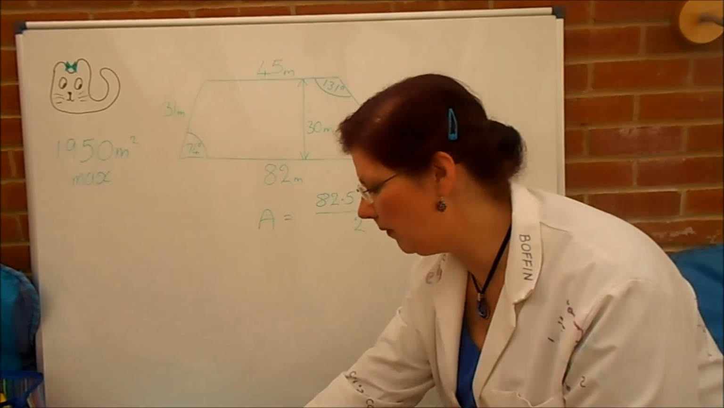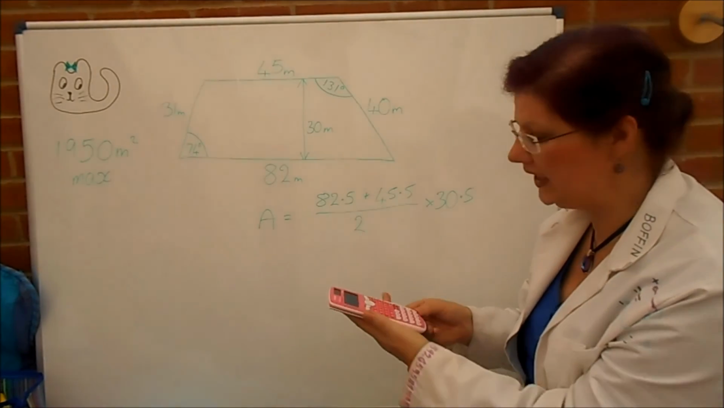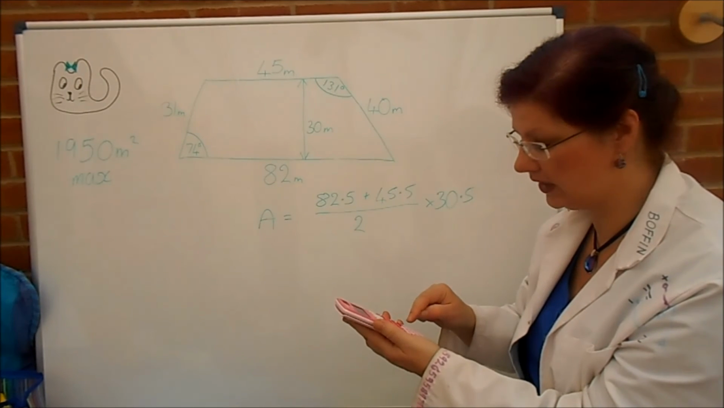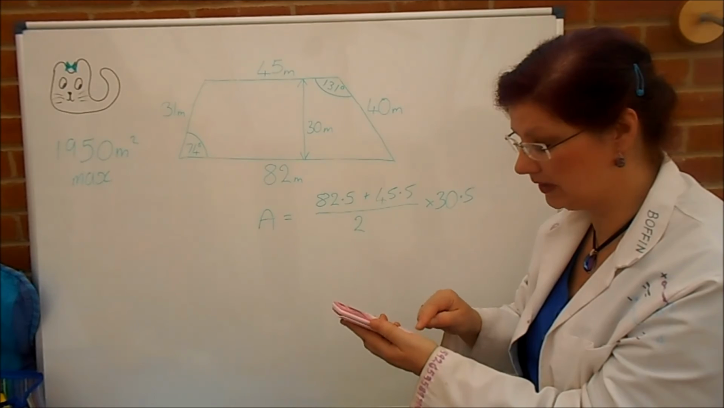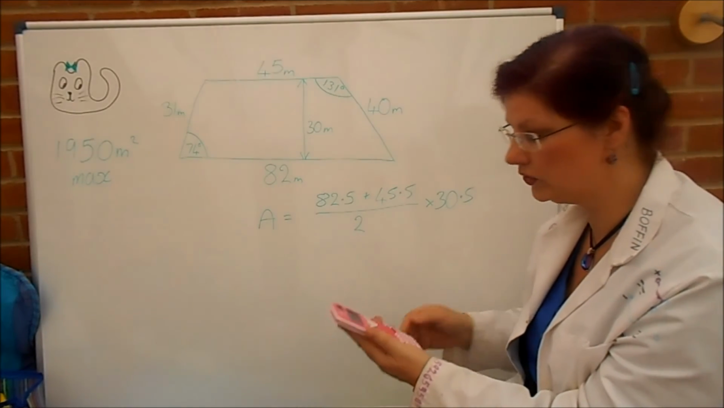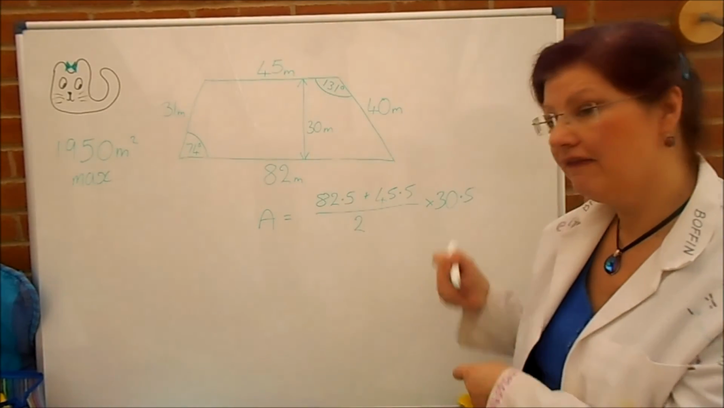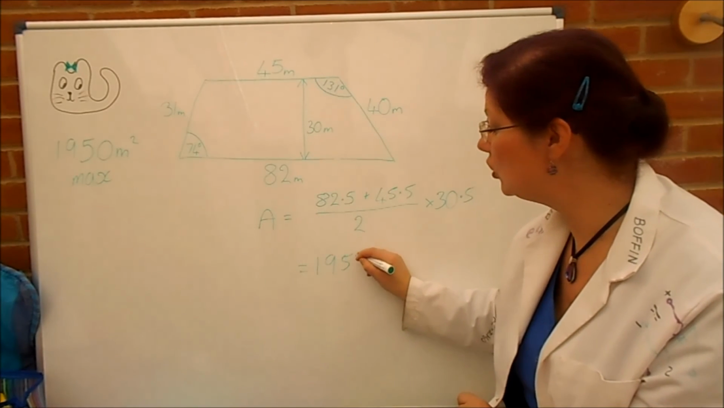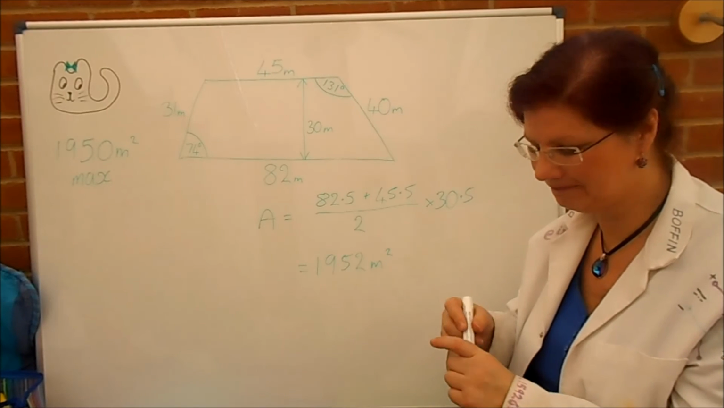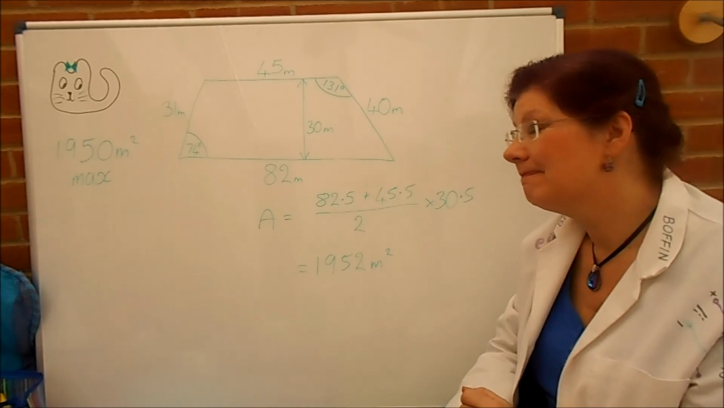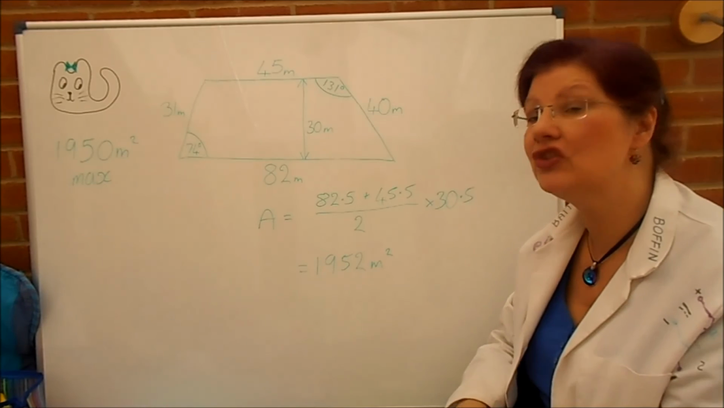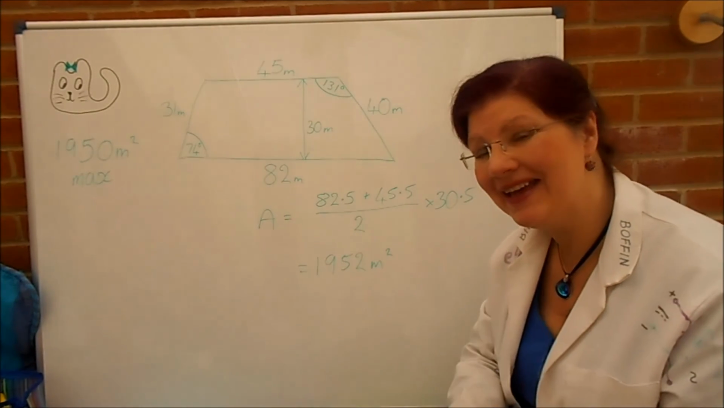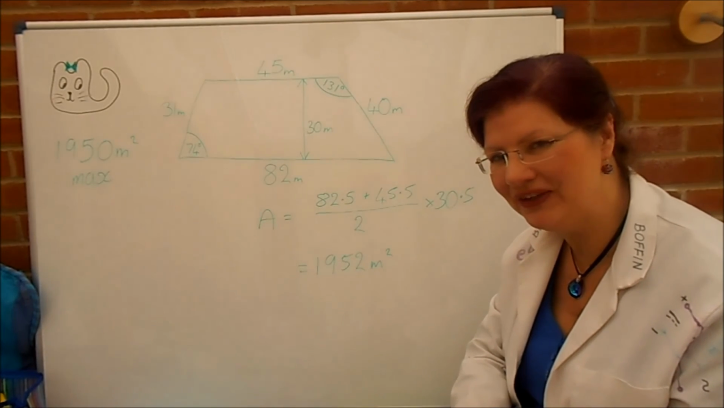Okay, so if we pop that into the calculator, we get, what do we got? 82.5 plus 45.5 equals that, divided by 2 equals that, multiplied by 30.5 equals 1952. 1952 square metres. So, if all of those dimensions are as big as they might be, Bathilda, the Batty cat, will not be able to cover the whole field in one night.